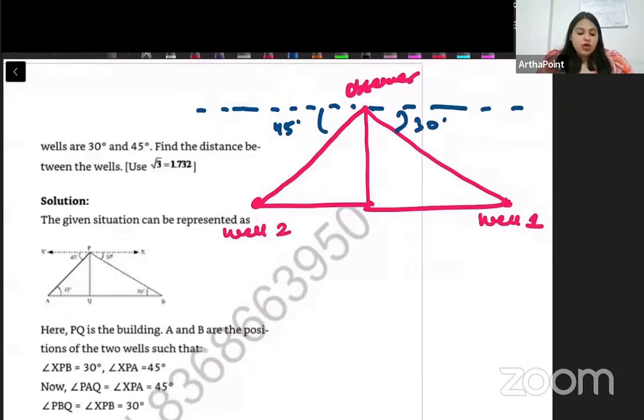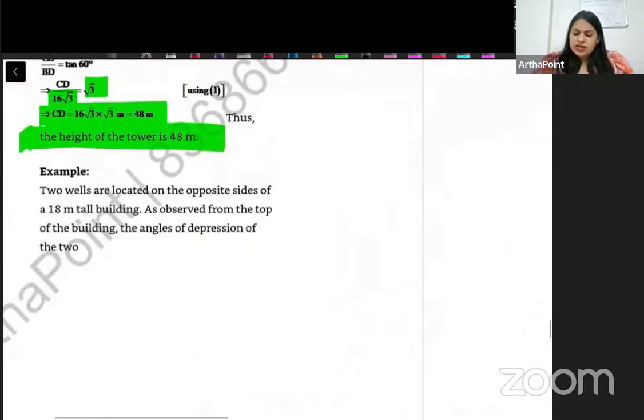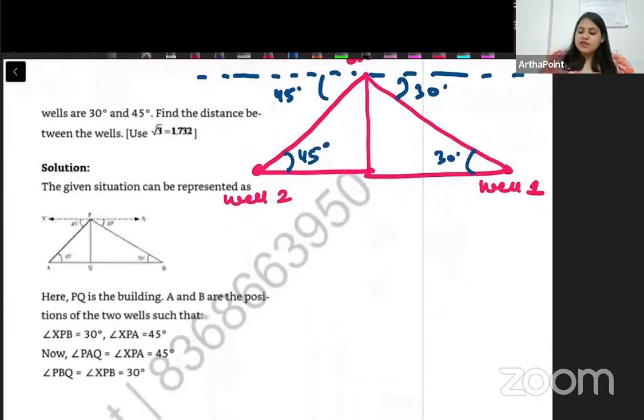We just read that the angle of depression and angle of elevation, whether I look from below or from the top, should be equal. So this will come down to 45 degrees and the opposite will come down to 30 degrees. Now this says an 18-meter tall building. So the building itself is given as 18 meters. Find the distance between the wells.